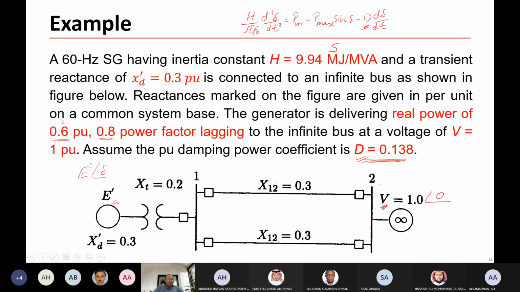Reactances are marked in per unit, and the generator is delivering a real power of 0.6 per unit with 0.8 power factor lagging. And you have here the S quantity, S as a complex number. You have the real power and also the 0.8 power factor lagging. So you can get the complete S as a magnitude and angle.